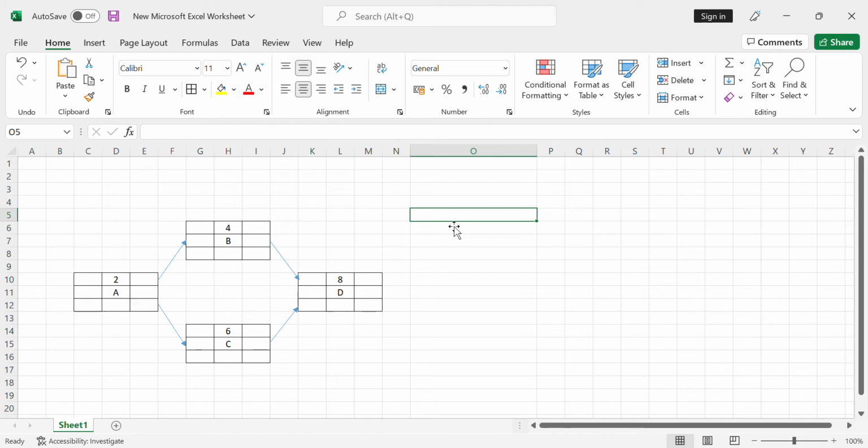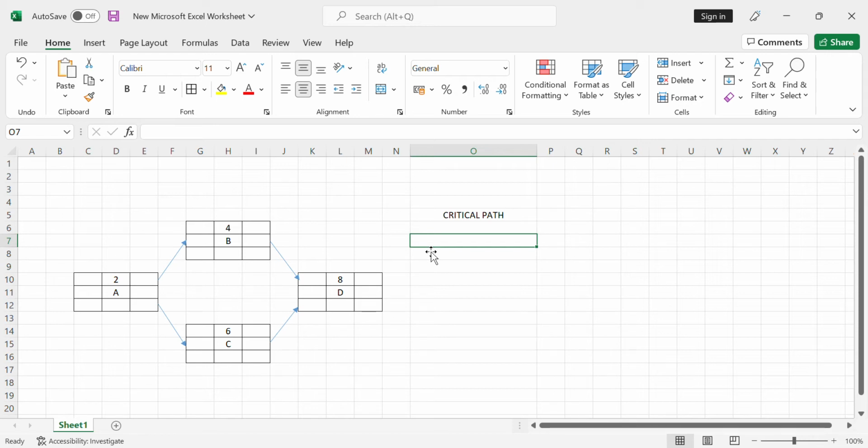Today we will learn how to solve this network. First of all, we'll find the critical path of this network. You can see there are four activities: A, B, C and D. So first we have to determine the critical path. Let's write the paths.